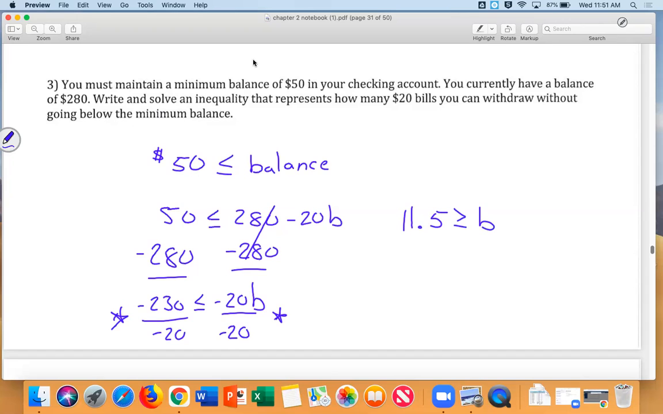B is less than or equal to 11.5. Now here's the thing. Remember, B stands for bills. $20 bills. So it says, how many $20 bills can I take out? Why 11? Can't take out half a bill. So my answer is 11 or less. Nice job.